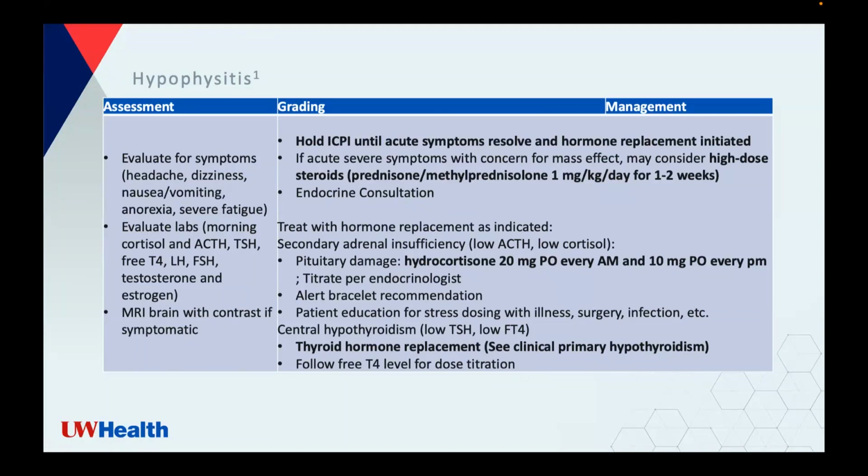If there's severe symptoms with concern for mass effect based on the inflammation of the pituitary, we can go to high-dose steroids listed there. But then, as mentioned, we're just filling gaps where needed based on what their labs show. So if there's pituitary damage, if there's secondary adrenal insufficiency, we can start hydrocortisone. If there's central hypothyroidism, we can go back and start hormone replacement therapy for the thyroid as well.